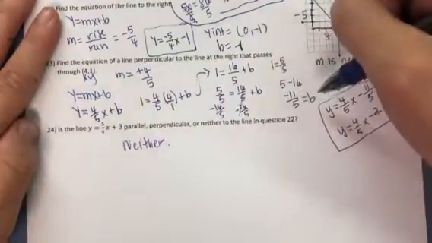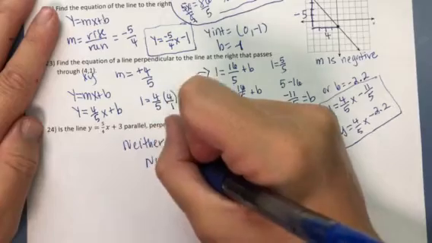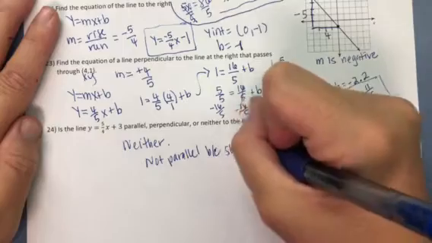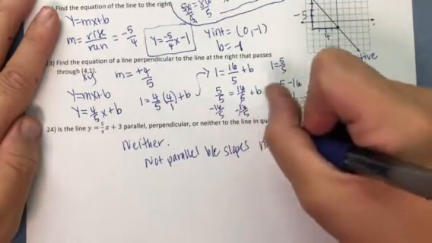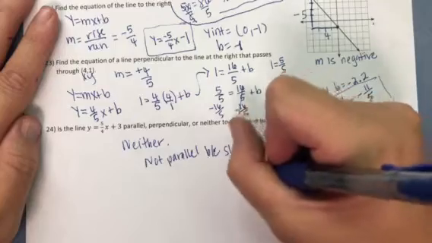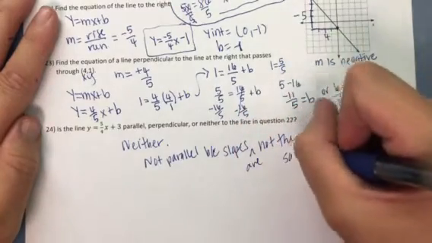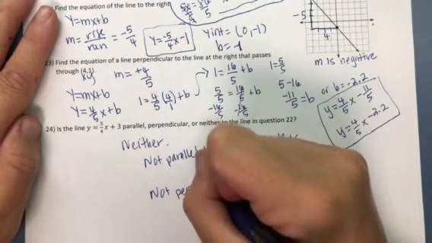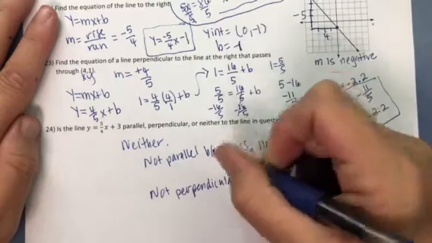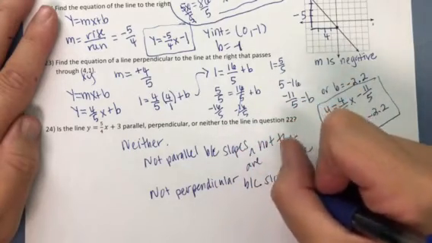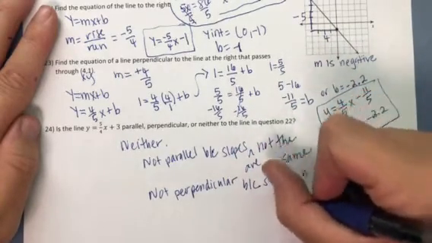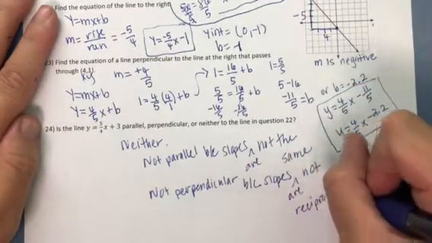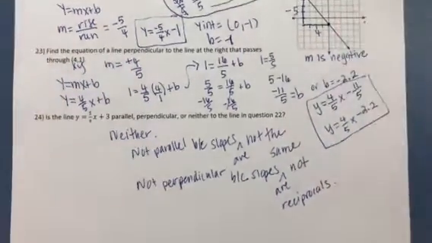So we could say they're not parallel because slopes are not the same. They're not perpendicular because slopes are not reciprocals. I'm sure your English teachers love this. All right, that's it for this page.